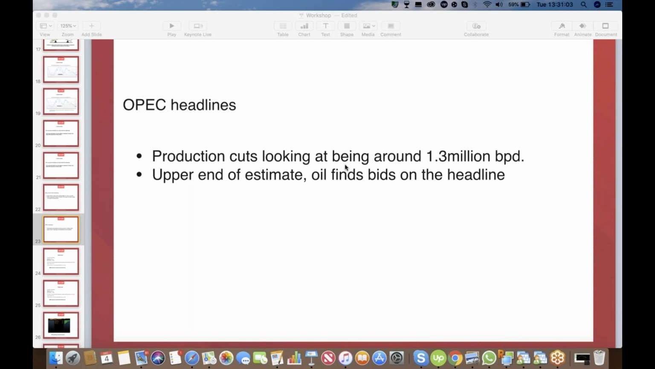So the oil was always going to be bid on the back of those kind of headlines. And now we've got production cuts looking at around 1.3 million barrels per day. The OPEC chairman came out and said, well, we don't know what levels we're doing, but bottom line is it's looking good. So just be aware of that. And obviously, here's a question for you guys. Which currency is most affected by oil prices?